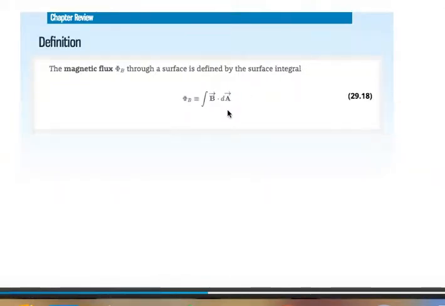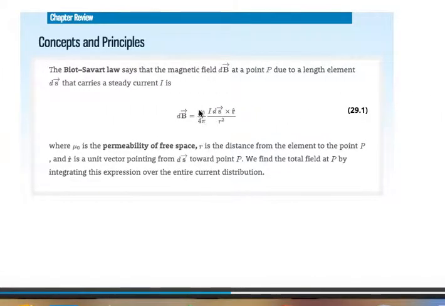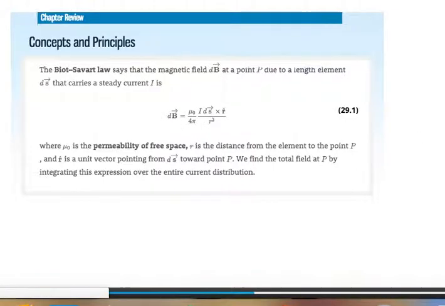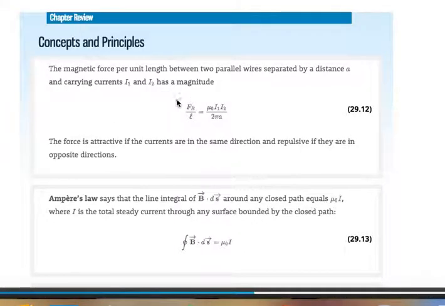And I think that's it. Okay, so here is flux. Again, it's 0 for any enclosed surface, magnetic flux. This is the Biot-Savart law, which is the magnetic field created by a current carrying wire. This would be 2 parallel wires. You might want to look and see which ones of these are on your formula sheet.